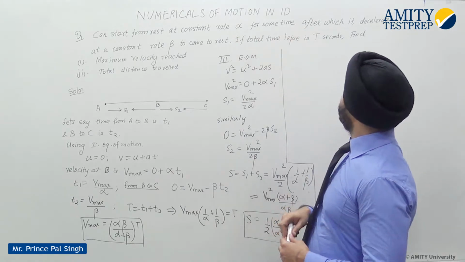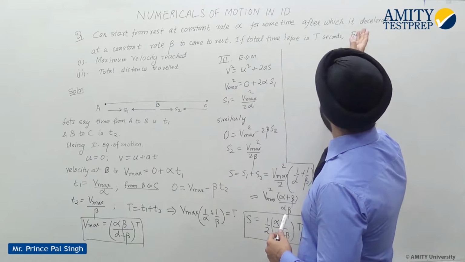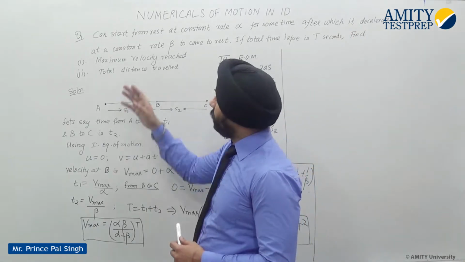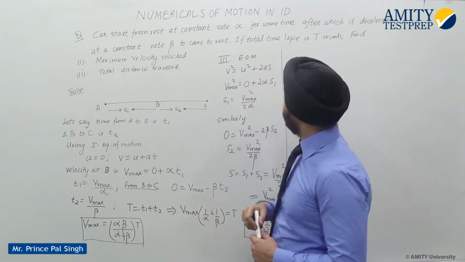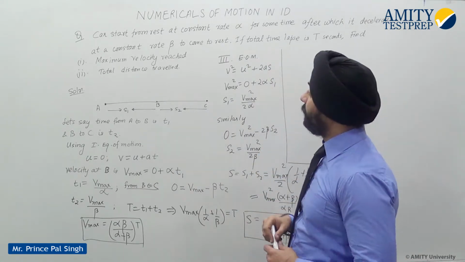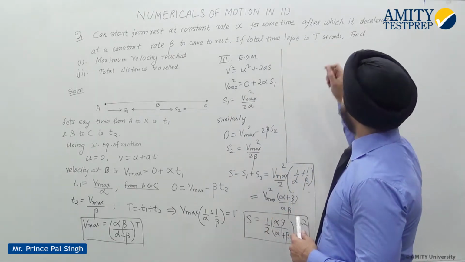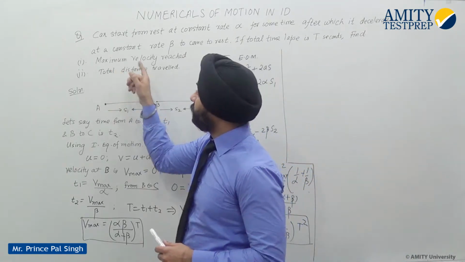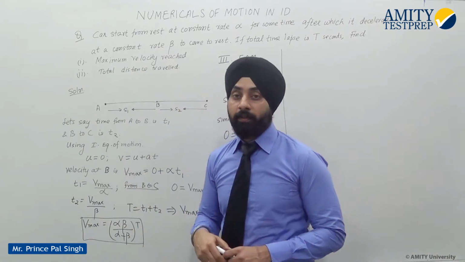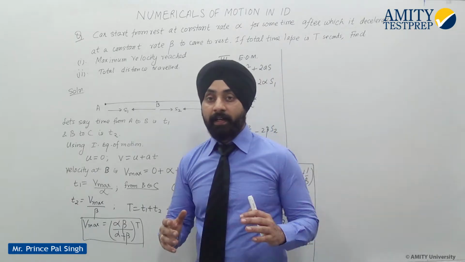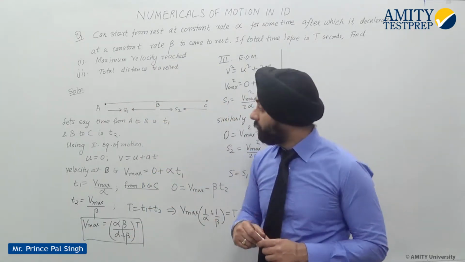Then for some time it continues that same acceleration, after which it decelerates at the constant rate beta and then comes to rest again. If the total time elapsed for this whole journey is capital T, then we have to find out two things. The first is the maximum velocity attained by the car during the complete motion, and second is the total distance travelled by the car.